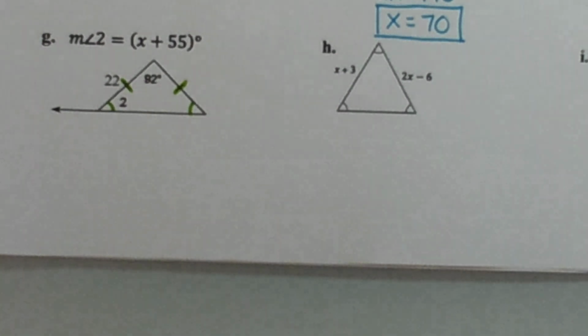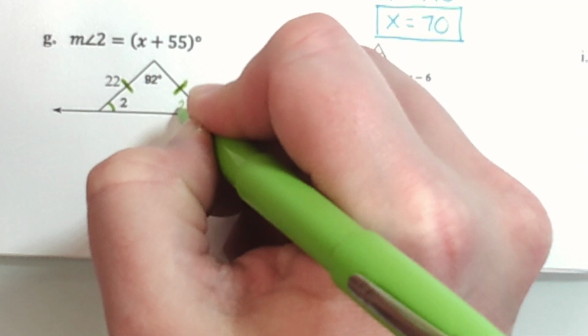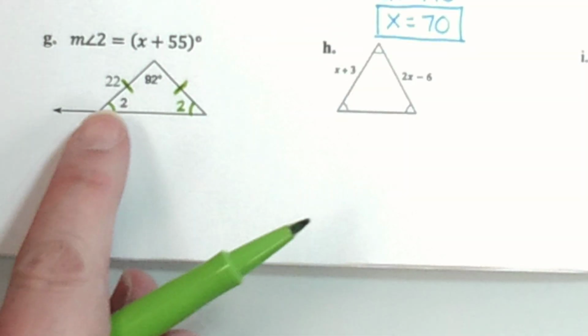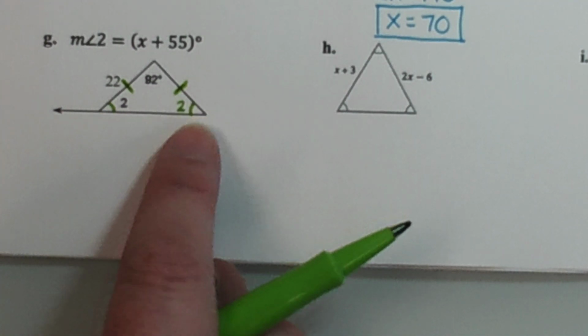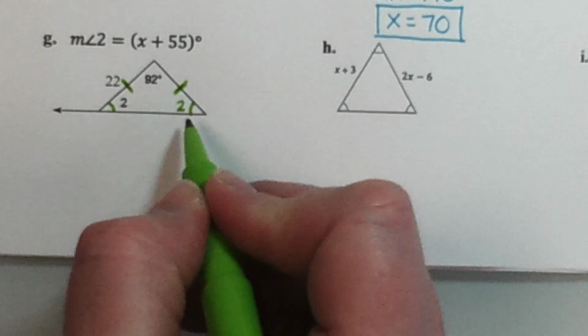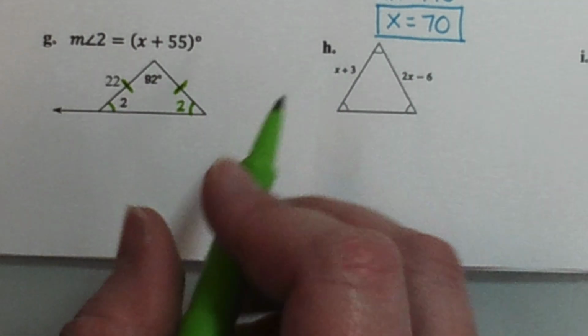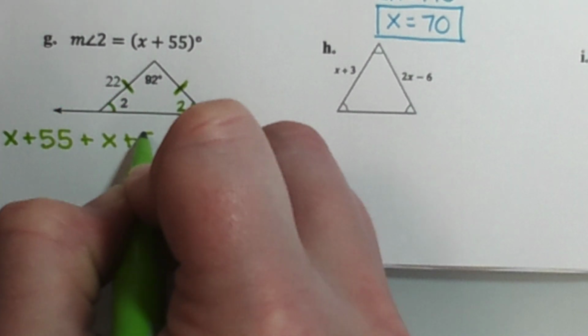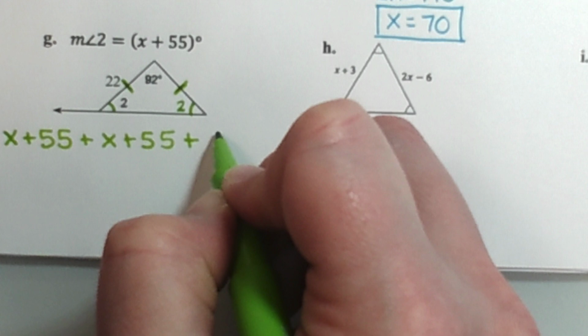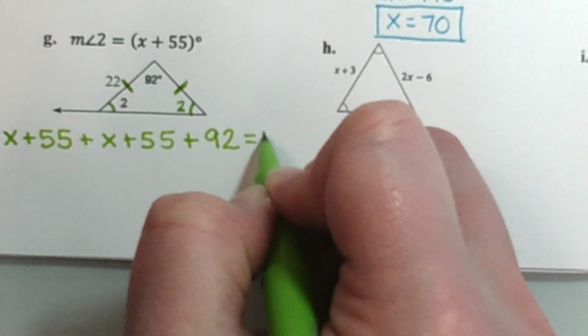X plus 55 equals x? No. You can't add an x to a problem that x already is on. Put 2 on the side in the middle, that's a 180. Can I put 2 over here as well? Yeah. Indicating that this angle is x plus 55, and so is this one. Now I have all three angles marked. The three angles of a triangle still add up to 180. X plus 55 plus an additional x plus 55 plus an additional 92 equals 180.